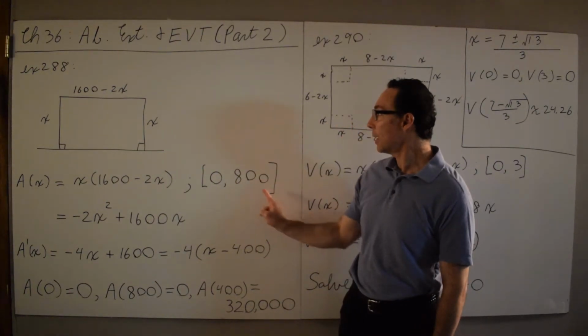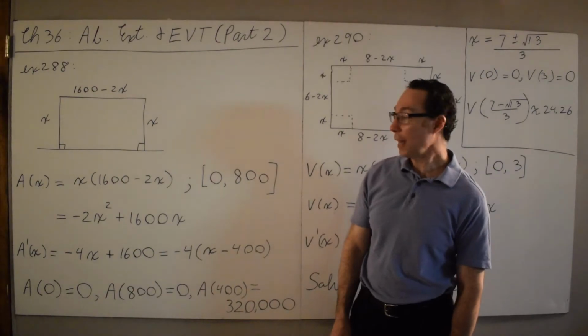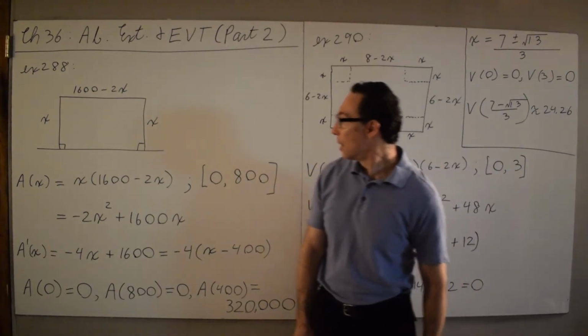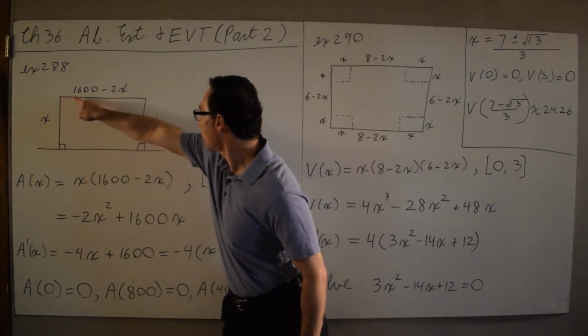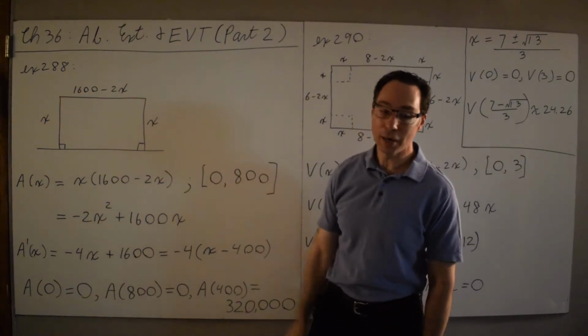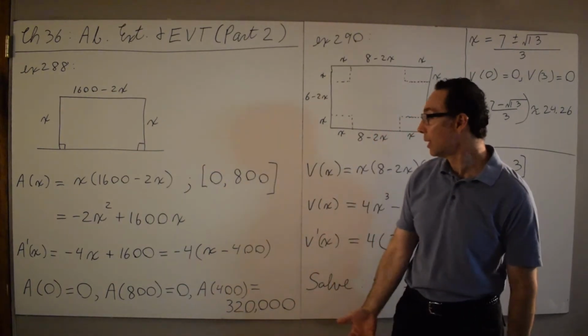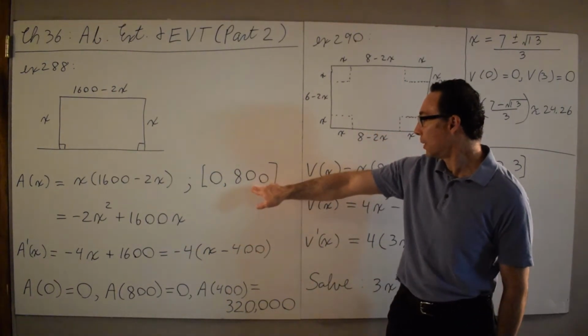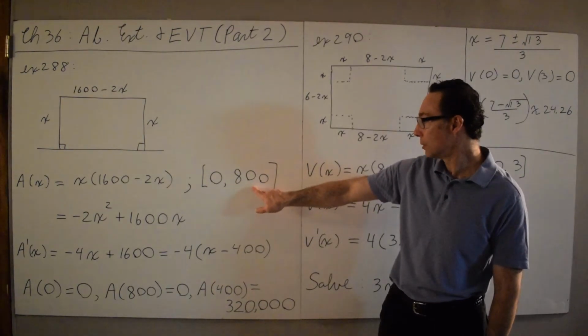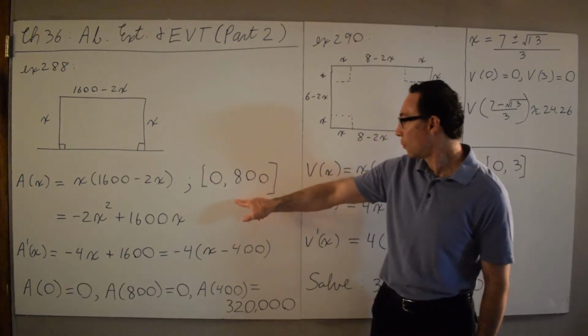We can also make X 800. If we make X 800, then we have 800 here, 800 here. That leaves us with nothing here, and so again, our area is 0. We don't necessarily want to, but we can do that. So these represent possibilities, not necessarily optimal choices. But we need a closed interval.